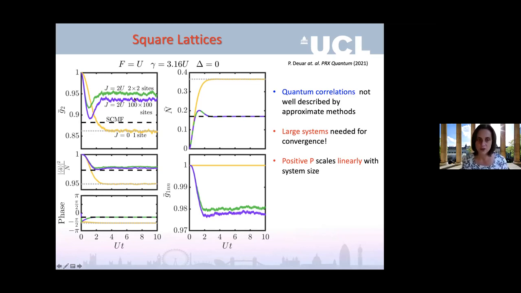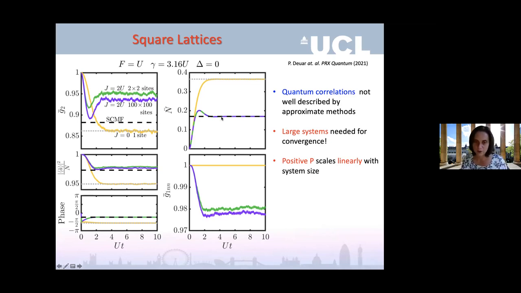But moreover, we also discovered that one often needs at least 100 by 100 lattice sites to describe the system correctly. Looking at the state of the art so far, with corner renormalization or some other exact methods, as I said already, only a few lattice sites could be considered. And so we advocate that quantum correlations are not well described by approximate methods. One has to go to the exact methods. But large systems are needed for convergence if one wants to look at the nature of the correlations, the nature of the states. But positive P scales linearly with the system size, so we advocate it as an excellent method to look at those problems.